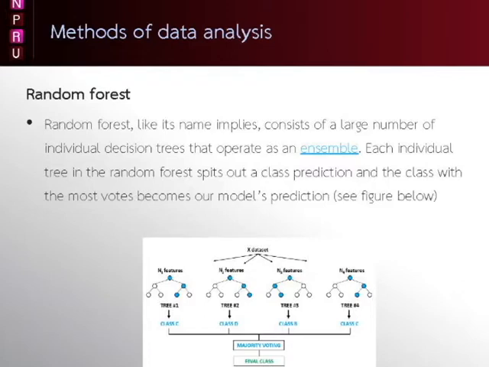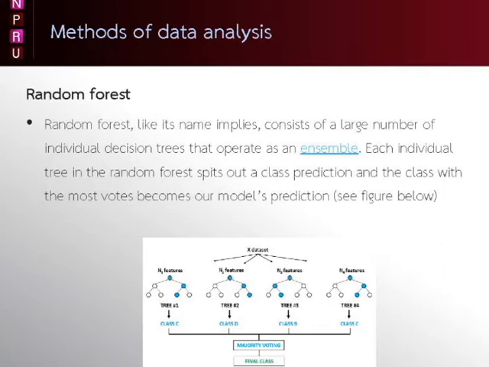The next technique is random forest. Random forest, like its name implies, consists of a large number of individual decision trees that operate as an ensemble. Each individual tree in the random forest spits out a class prediction, and the class with the most votes becomes the model's prediction.